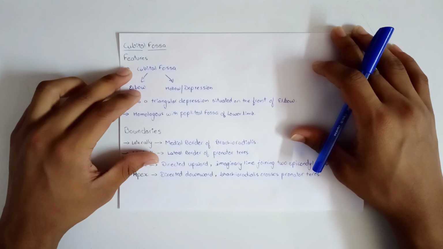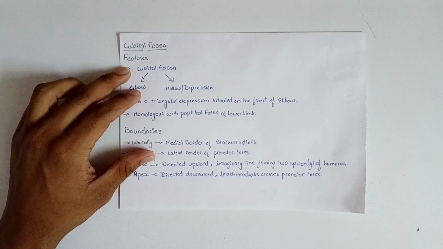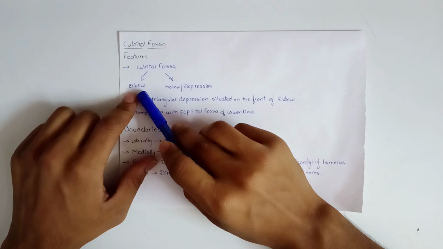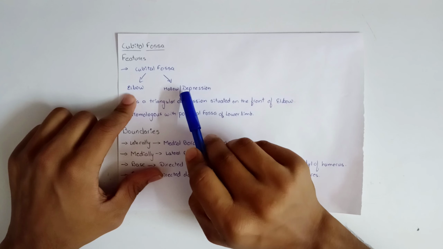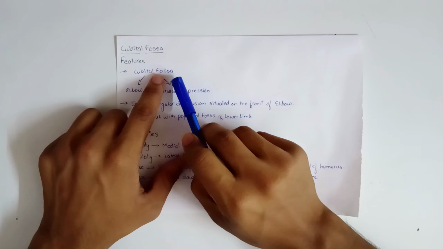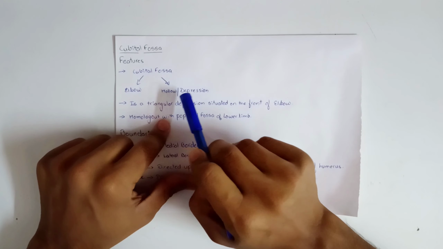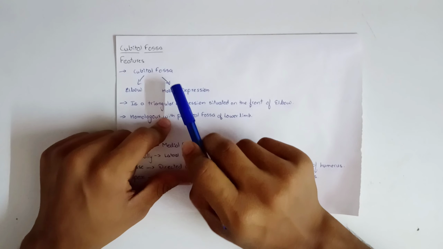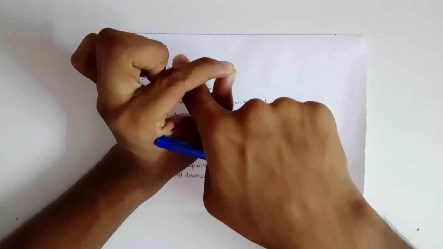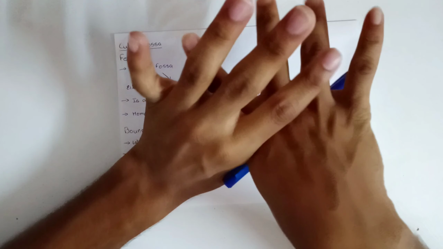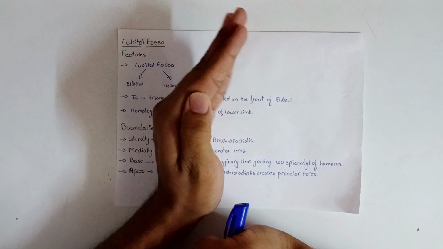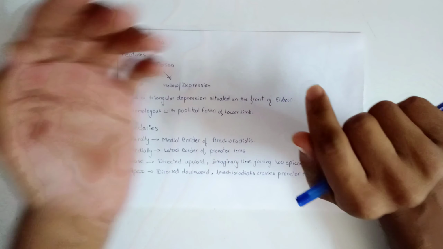Starting with the features of cubital fossa, what does it mean, cubital fossa? Cubital in Latin means elbow, and fossa means hollow or depression. So many of the students confuse fossa and foramen. Fossa is hollow or depression, and foramen is a hole, from which any substance can be passed. And fossa is a depression like this. This is the depression, this is fossa.